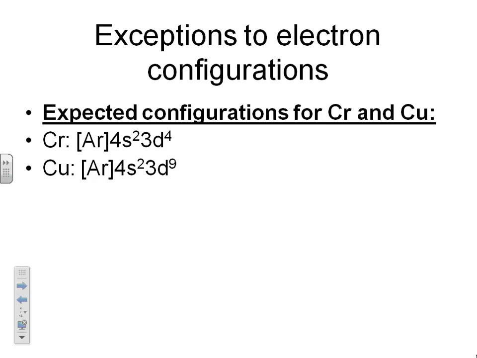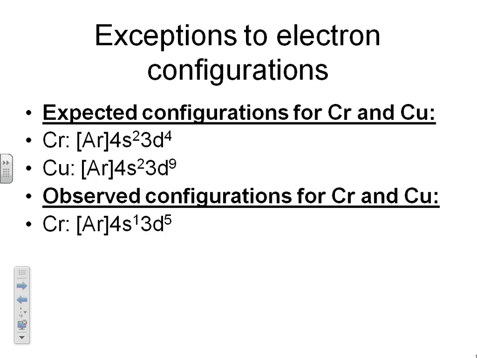That's what you would totally expect based on how electron configuration and the periodic table work. Ha ha ha! You'd be wrong! This is actually not the electron configuration of chromium. It is not the electron configuration for copper. Instead, the electron configuration for chromium is 4s1 3d5, and the electron configuration for copper is 4s1 3d10.